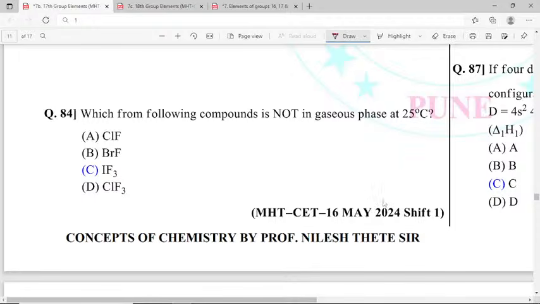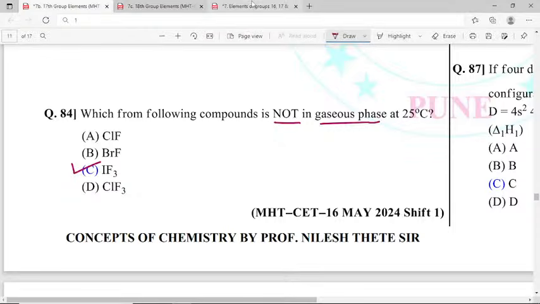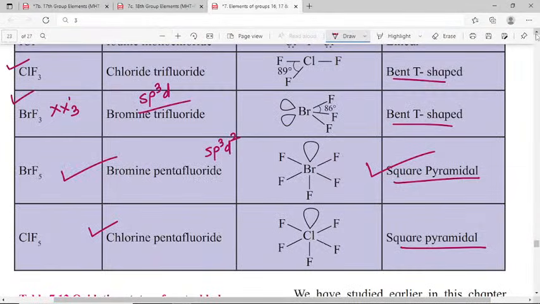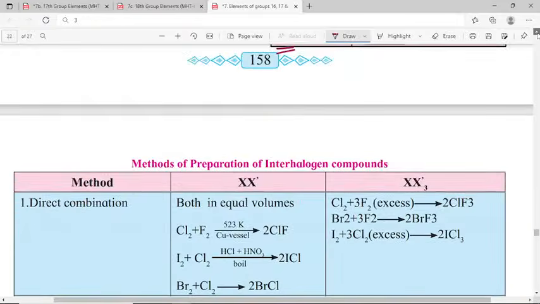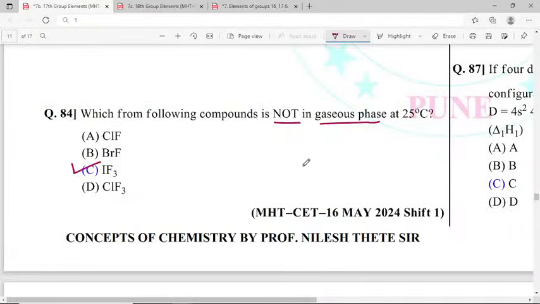Which of the following compounds is not in the gaseous phase? IF3 is not in the gaseous phase. The remaining are gases. Where is it written? Again in the table, where gases, solids and liquids are written. So IF3 is a yellow powder.